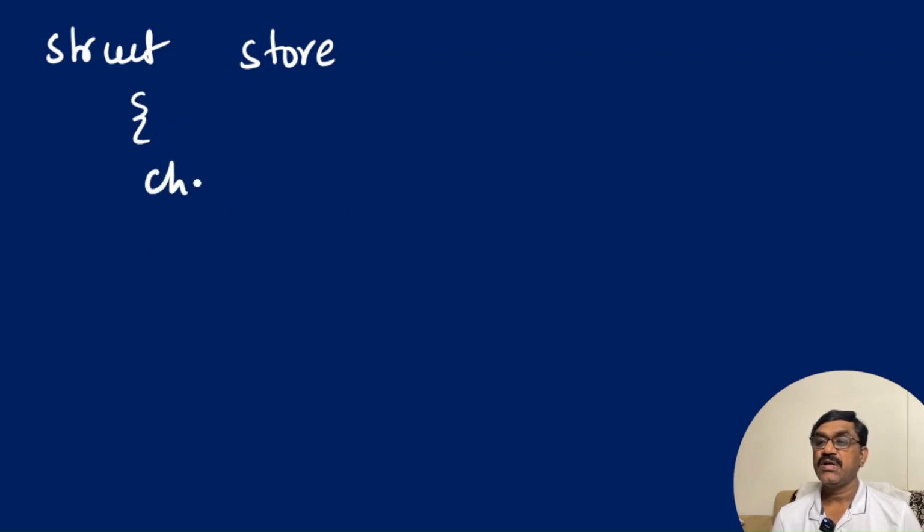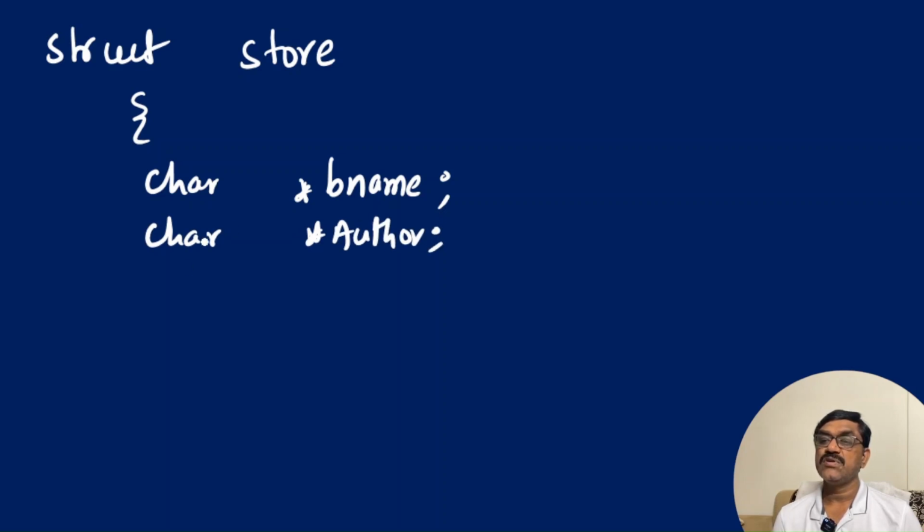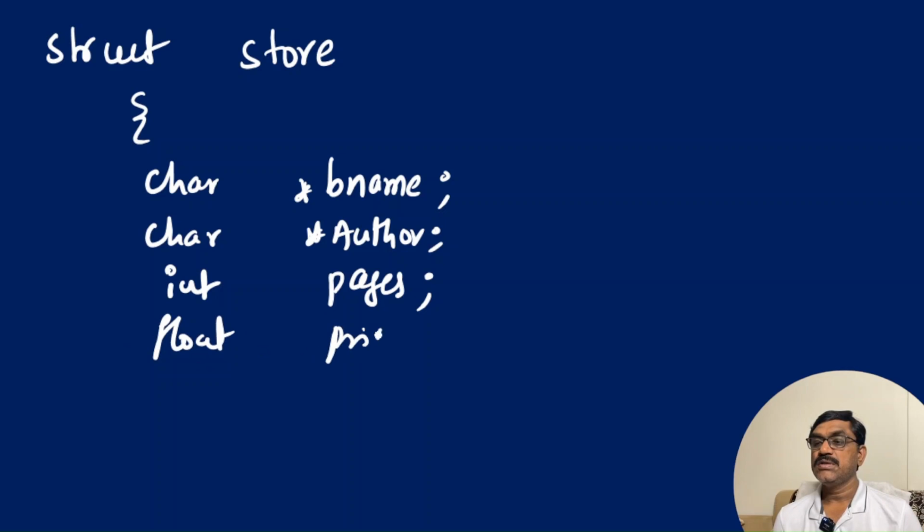The first field is book name, bname. You can take it as a character array or a character pointer. Here we are taking char star book name. Next is char star author, the name of the author, so the second member is also a character pointer. After that, int pages. Next, float, or you can use double, price. So these are the four data members related to the book.